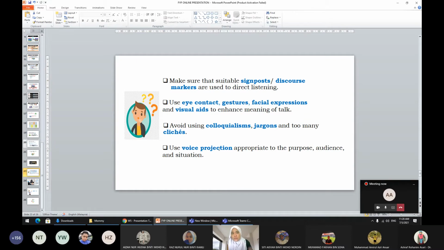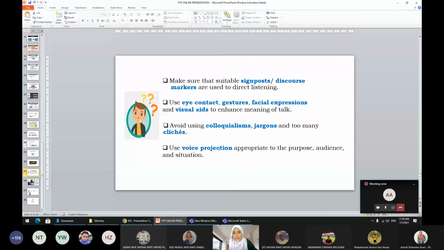Voice projection, that's why you really have to make sure that your mic is working properly. Try to test with your friend first, because you are going to present individually, right? So only you and your degree students. For degree students, you are going to present individually. So your panels need to really hear you clearly. So how do you test your voice projection, whether or not it can be heard by the other party?